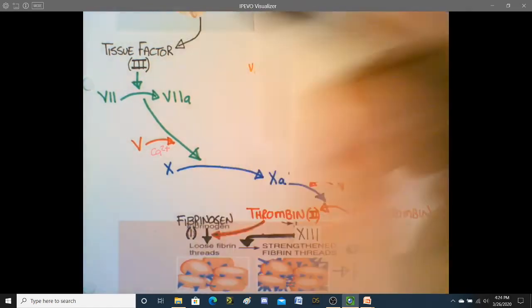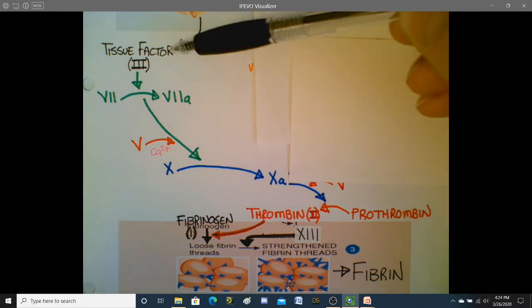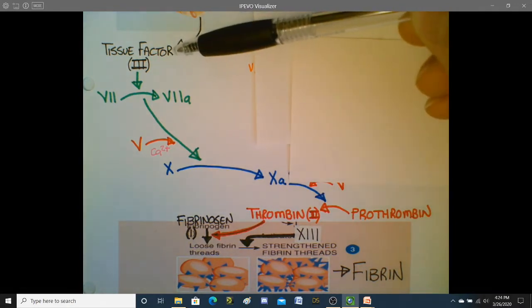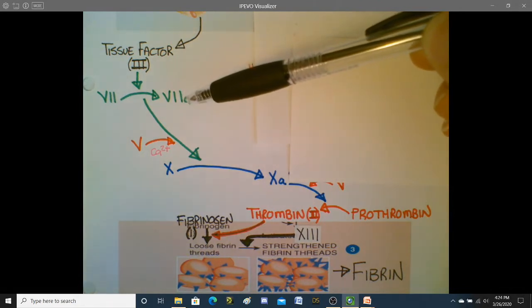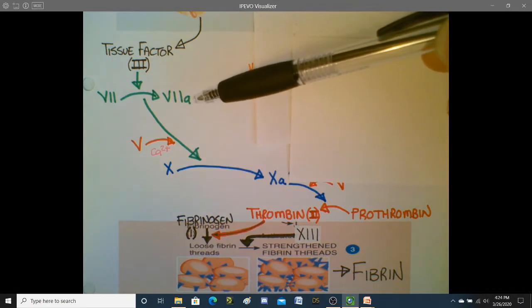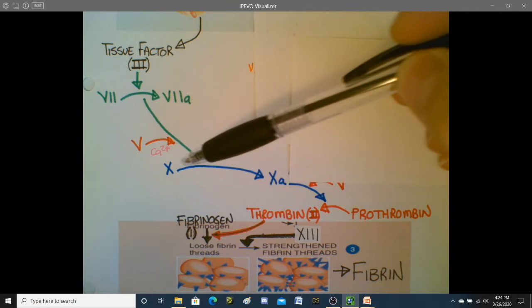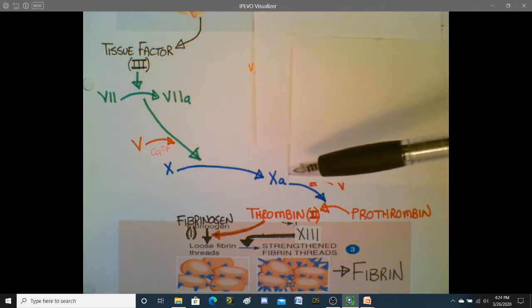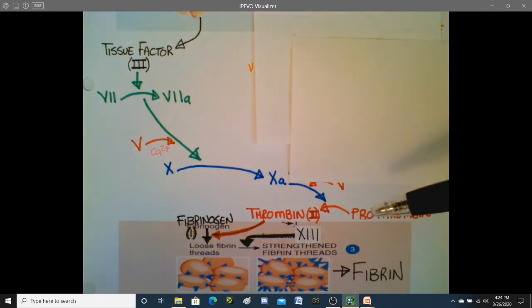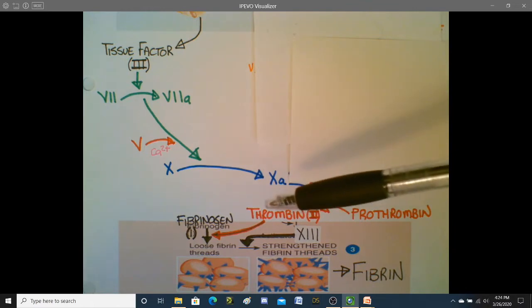So our damaged tissue in the extrinsic pathway is going to release clotting factor 3. Clotting factor 3 is going to activate clotting factor 7. Active clotting factor 7, along with clotting factor 5 and calcium, activate clotting factor 10. Clotting factor 10 then activates clotting factor 2, called prothrombin, and turns it into the active form thrombin.